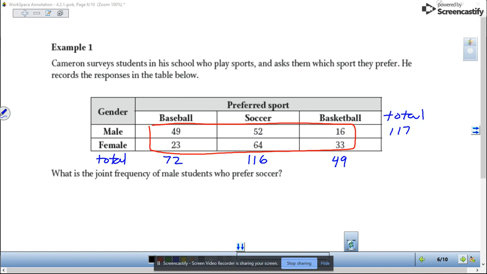And then the next one would be 23 plus 64 plus 33. That's 120. So 120 females. Those would be your marginal frequencies.